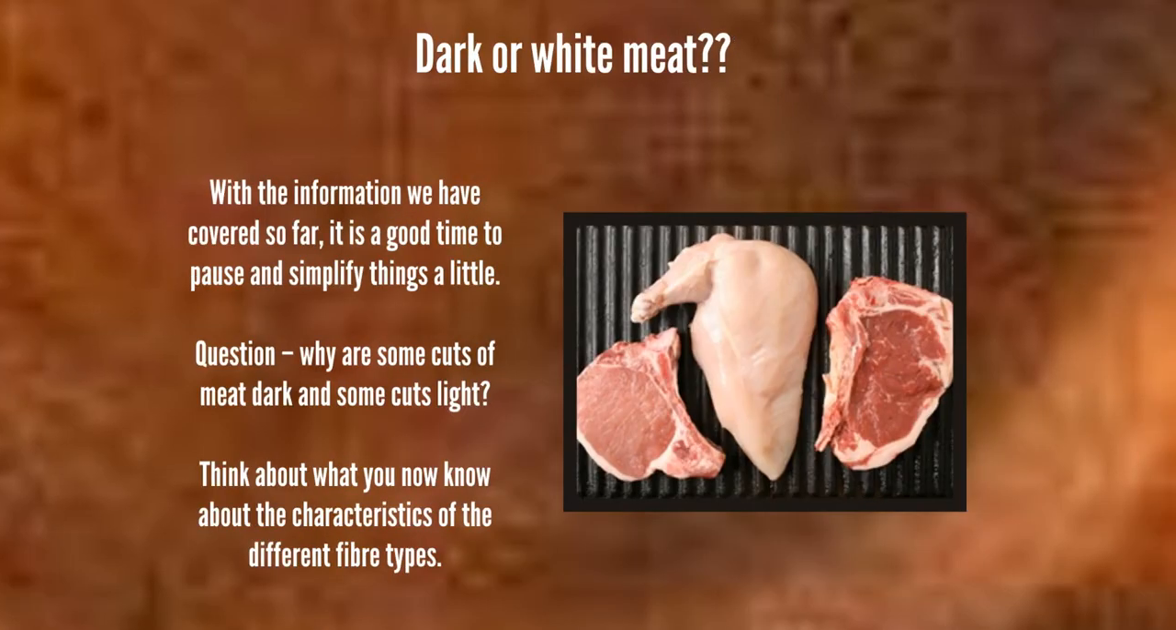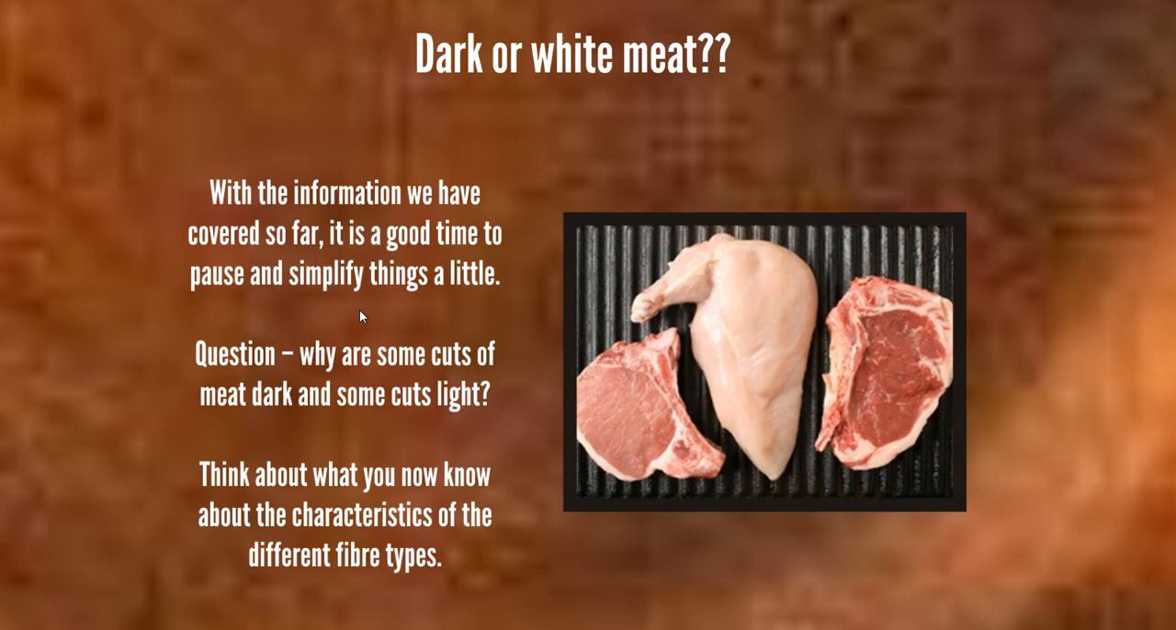And let's talk meat. So from what we know now, we're in a better place to have this discussion. There are obviously different cuts of meat that we eat. The meat of animals is essentially the muscle of animals. So, dark or white cuts of meat. You'll see some beef over here, which is of course quite dark. Here's some pork, which is a little lighter, and here's a chicken breast, which is a lot lighter than the other two cuts. So with the information we've covered so far, what would be your answer to that question?